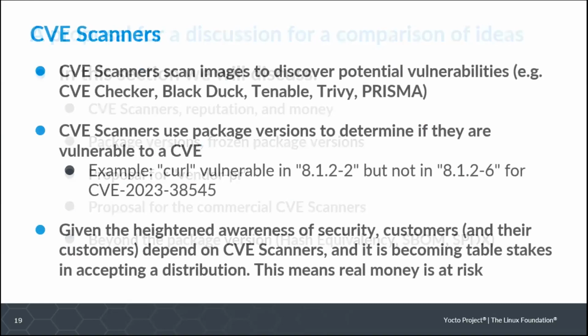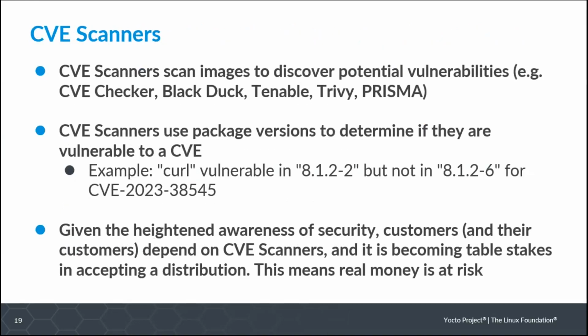So let's get going. CVE scanners: there's a big market for those. There are a lot of big players out there, Black Duck, Tenable, and of course our own CVE Checker. They typically use package versions to determine if something is vulnerable to a CVE. In this case, I give the example curl, vulnerable in 8.1.2-2, but not in -6 for that particular CVE.